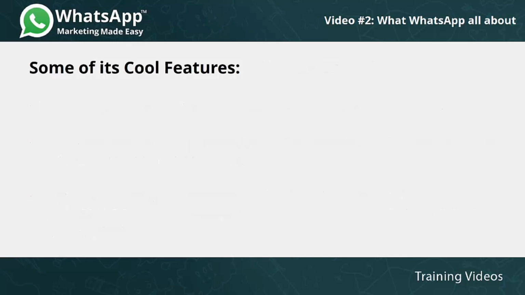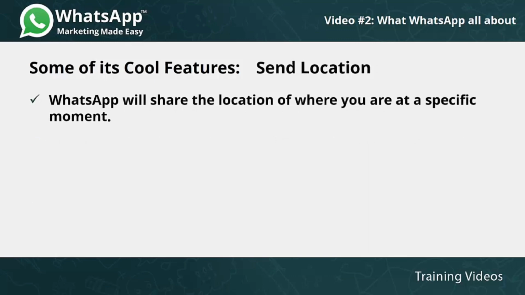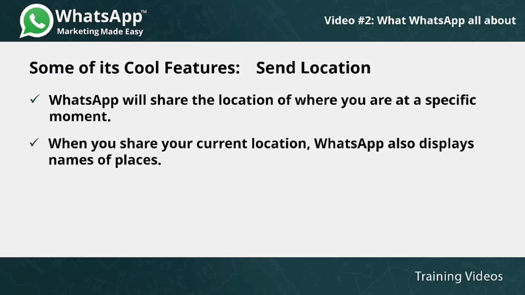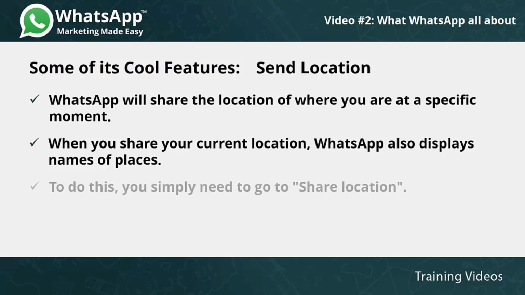Send location. WhatsApp will share the location of where you are at a specific moment. It is useful when you need to place yourself on a map, for example. Nevertheless, this is not just about simply giving your location. When you share your current location, WhatsApp also displays names of places, restaurants, shopping centers, parks, etc. So you can specify exactly where you are at that moment, or at least use those as a reference for your location. To do this, you simply need to go to Share Location.